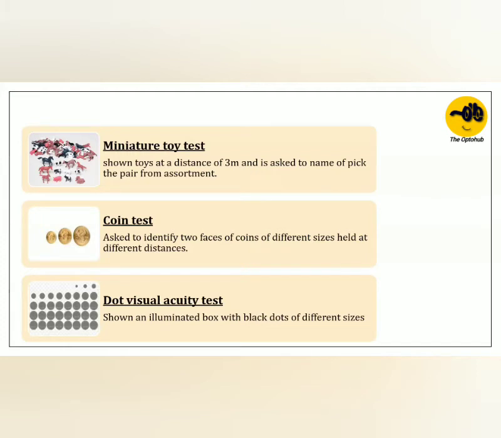तो इसमें generally miniature toy test में क्या होता है कि जो चाइल्ड है उसको एक इल्यूमिनेटेड बॉक्स दिखाया जाता है जिसमें ब्लैक डॉट्स होंगी डिफरेंट साइजेस की. तो जो स्मॉलेस्ट डॉट होगी जिस पर द चाइल्ड विल रिएक्ट, विल बी द विजुअल एक्विटी ऑफ दैट चाइल्ड.